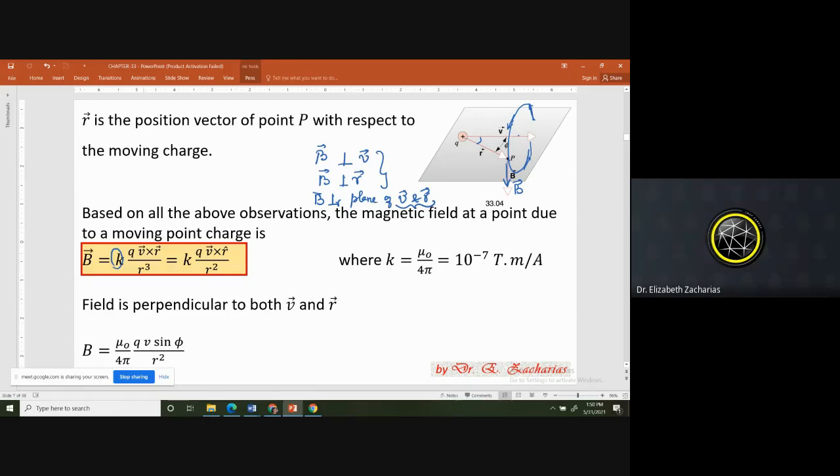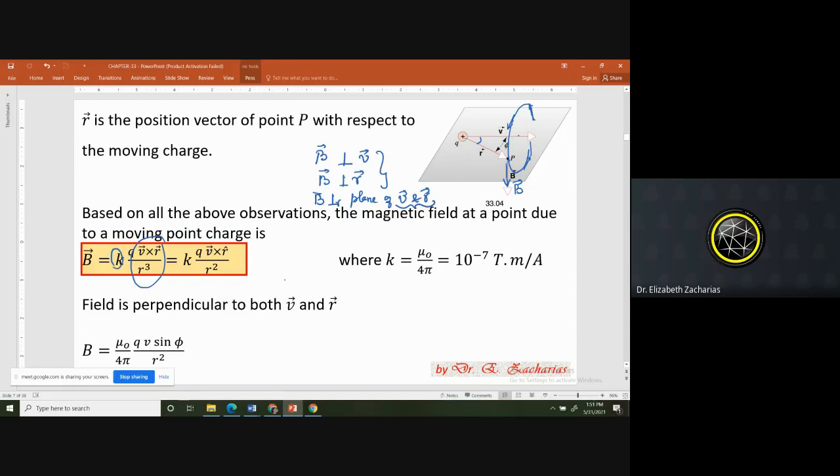So what you can do here is all those things can be taken in this particular fashion. We can put V cross R. When you put V cross R, we are going to get VR sine phi. But then it is inversely proportional to R square. Because you have an R in the numerator, you have to put R cube here. Or you can also write it in another way. We can write it is proportional to Q V cross R cap by R square.